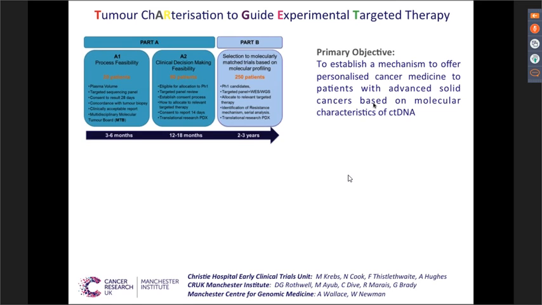And then the third part, Part B, was if we could succeed in parts A1 and A2, then we start using this in a clinical setting. Does it improve outcome, which is answering our third question.